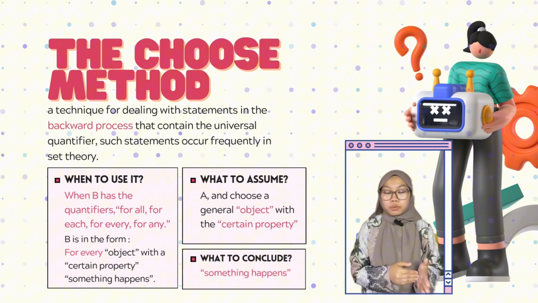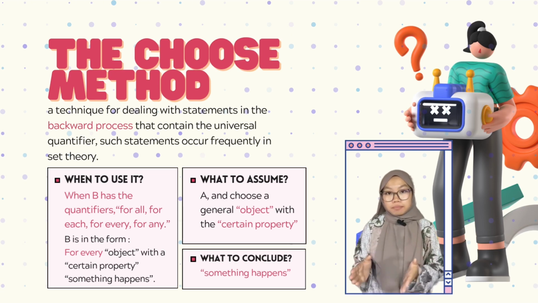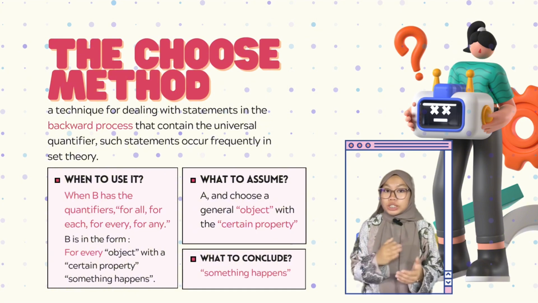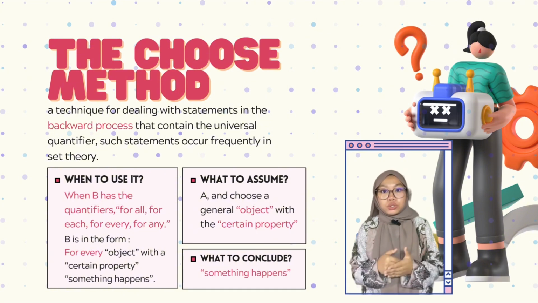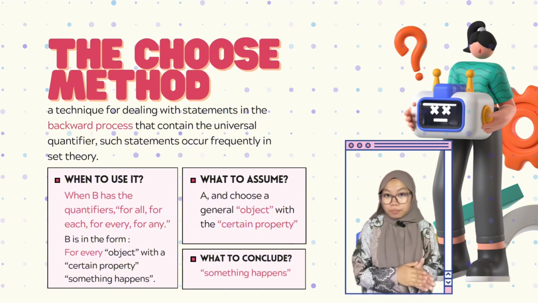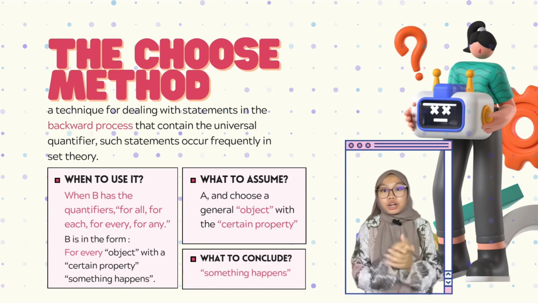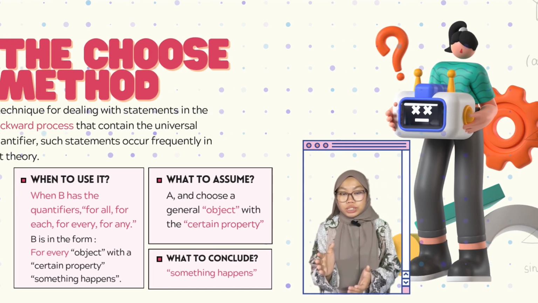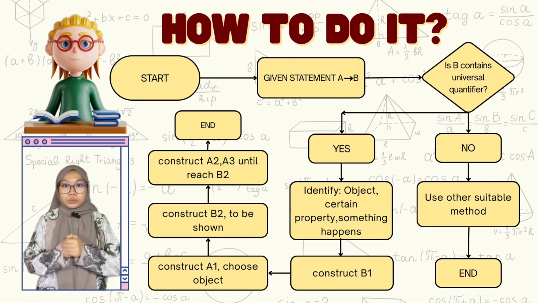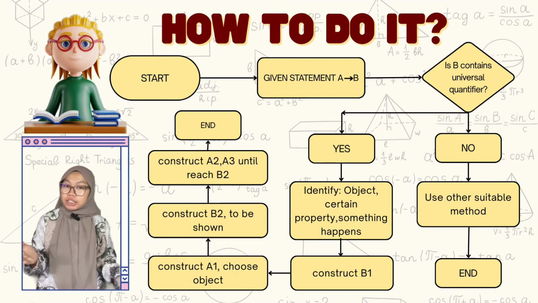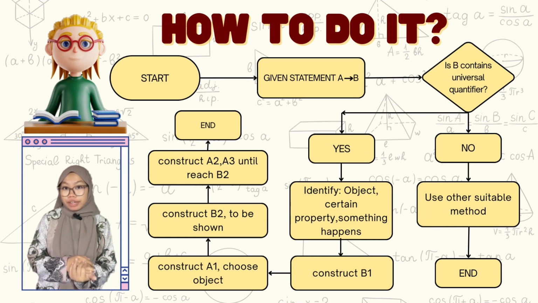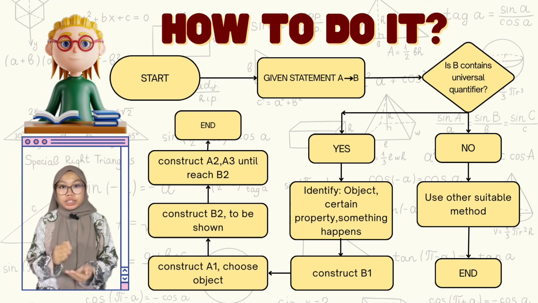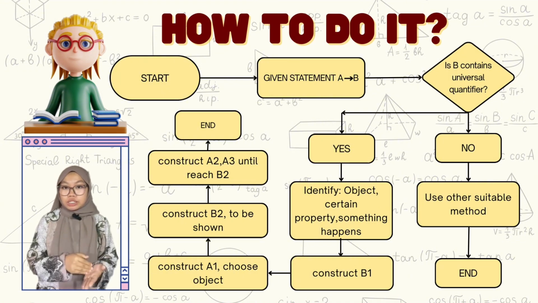For every object with a certain property, something happens. What we do is we assume A, and then we choose a general object that has the given property. Finally, we conclude that something happens for that chosen object. How do we do it? First, we start with the given statement A implies B. Next, we check whether B contains a universal quantifier such as for all or for every. If B does not contain a universal quantifier, then we use another suitable method and then proceed to the end.